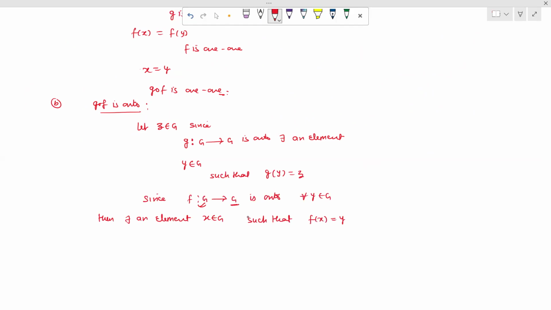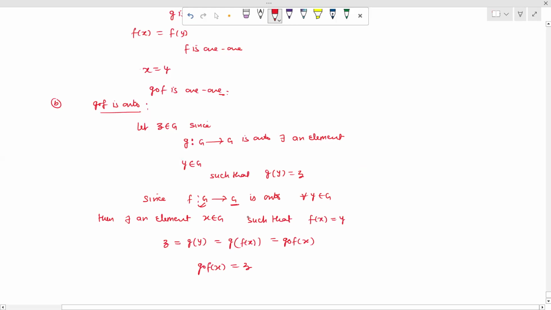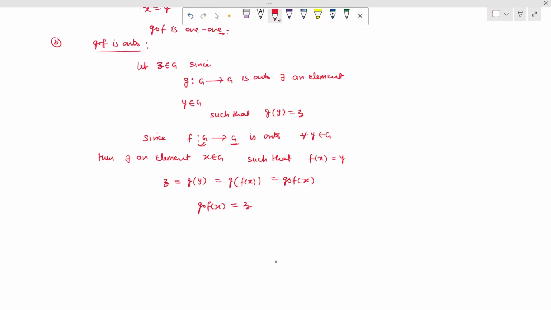Then we can write Z is equal to G of Y, and Y means F of X, so G of Fx, which can be written as G composition F of X. So G composition F of X is equal to Z. That means Z has a pre-image X, so G composition F is onto.